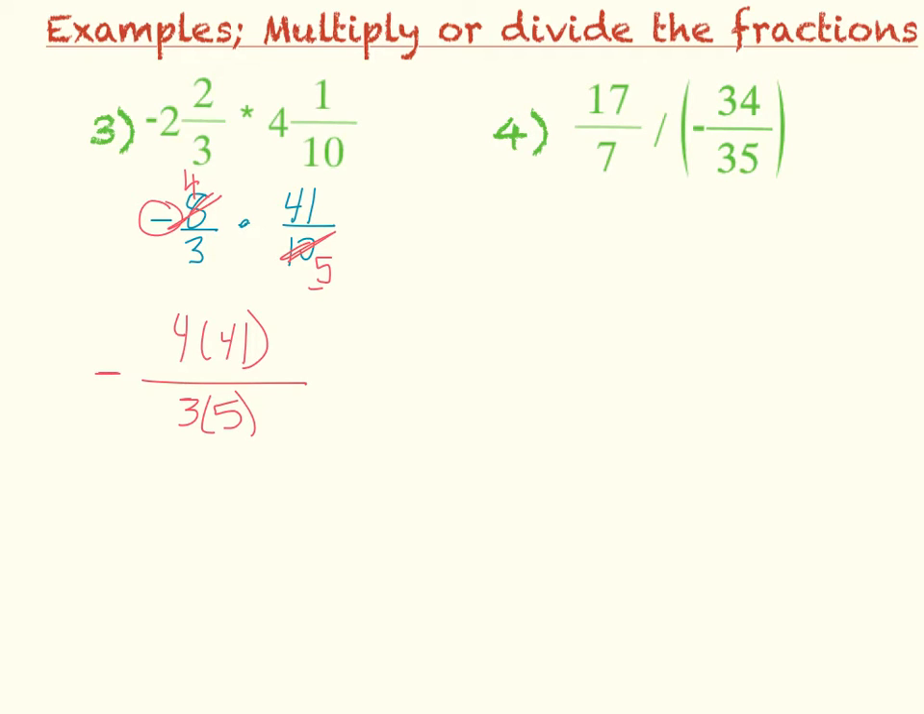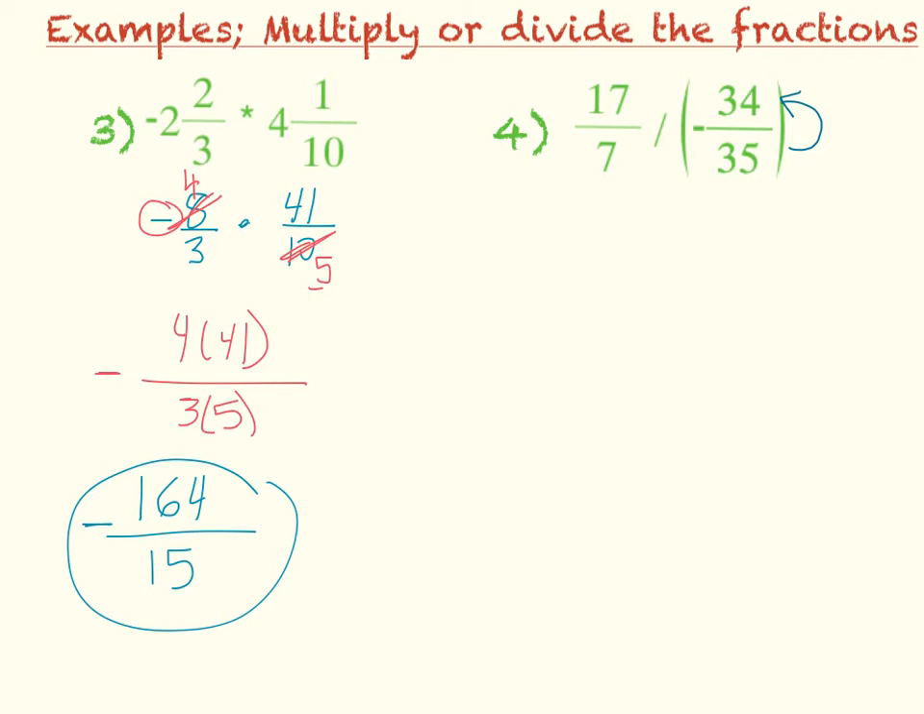So my final answer is going to be the denominator of 3 times 5 is 15, and 4 times 41, 4 times 1 is 4, 4 times 4 is 16. So 164 over 15, and it is negative. Final answer. And example 4, this is a division problem. So when we're doing division problems, we start by flipping the second fraction around.